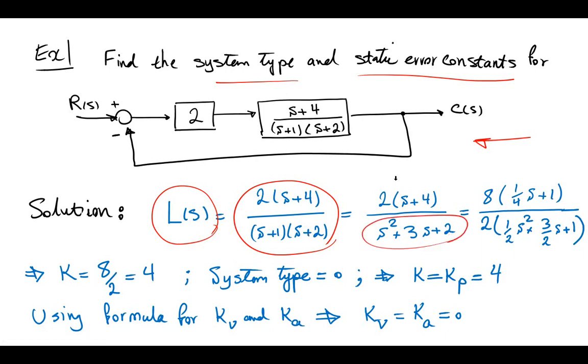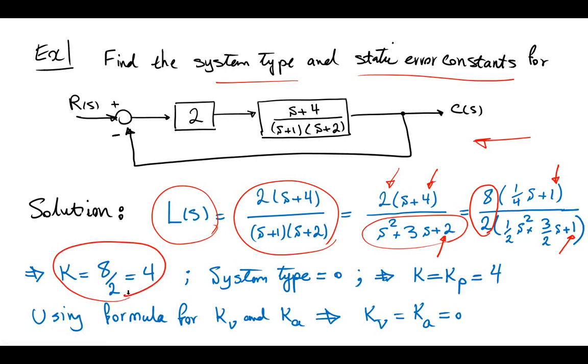As you see, we cannot claim that this is the k, the static error constant, because we do not have 1 in here and in here and in here. So let's factor 4 out to end up with 1 in here, and also factor 2 out to end up with 1 in here. Now this 8/2 is the static error constant.